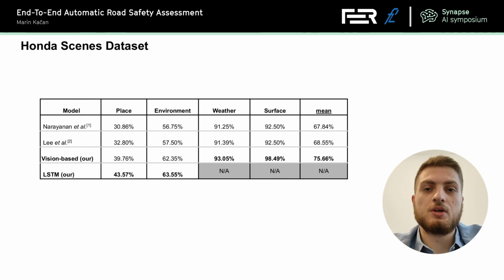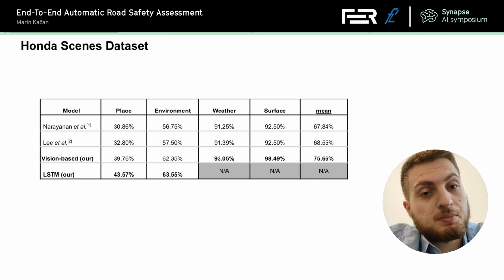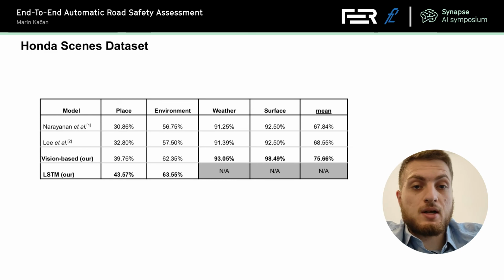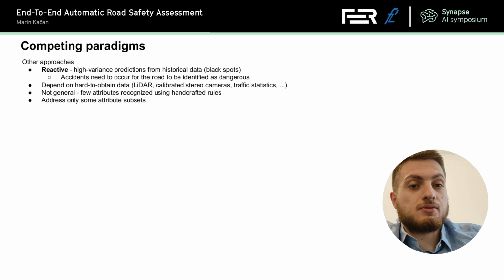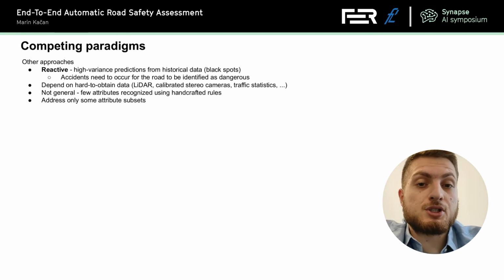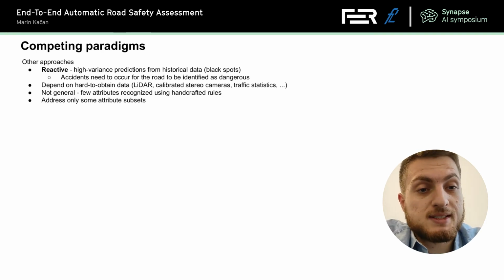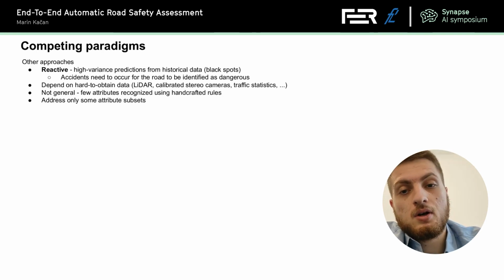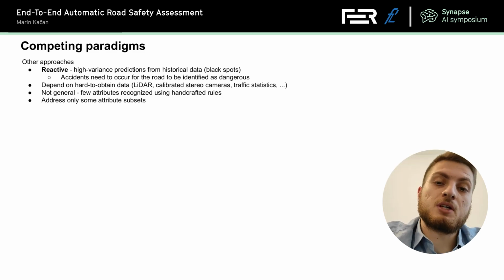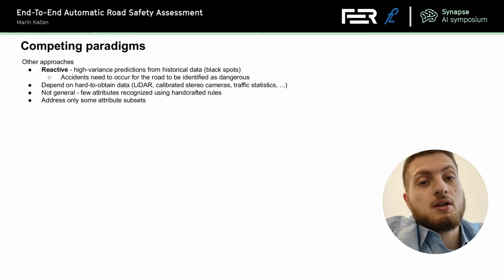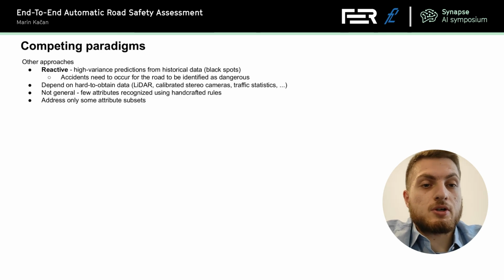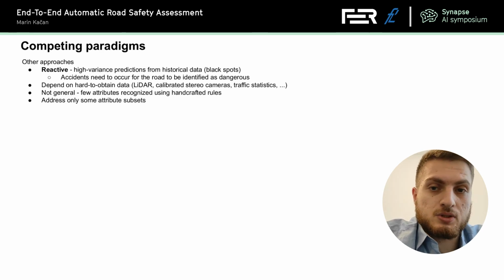In conclusion, there are various paradigms that people use to tackle road safety assessment. Some of these approaches are based on analyzing statistics and historical records of accidents. These approaches might yield high variance predictions when extrapolated across the whole network, since accidents are very rare. Also, such a paradigm is fundamentally reactive in nature, in the sense that accidents need to occur for the road to be identified as dangerous.